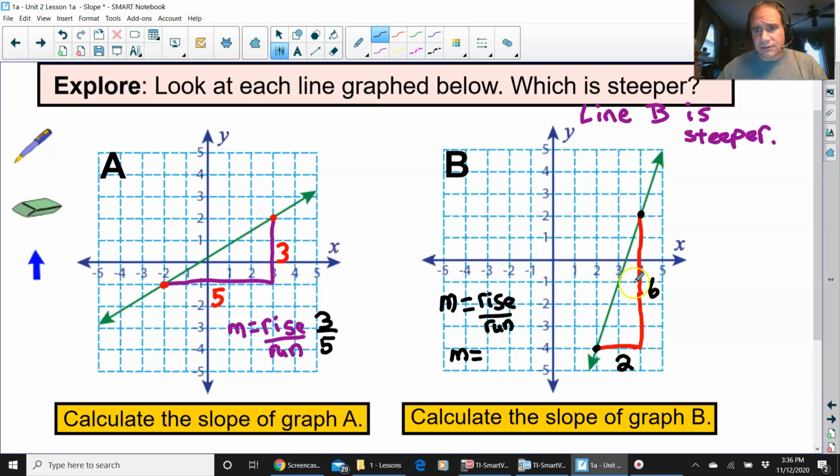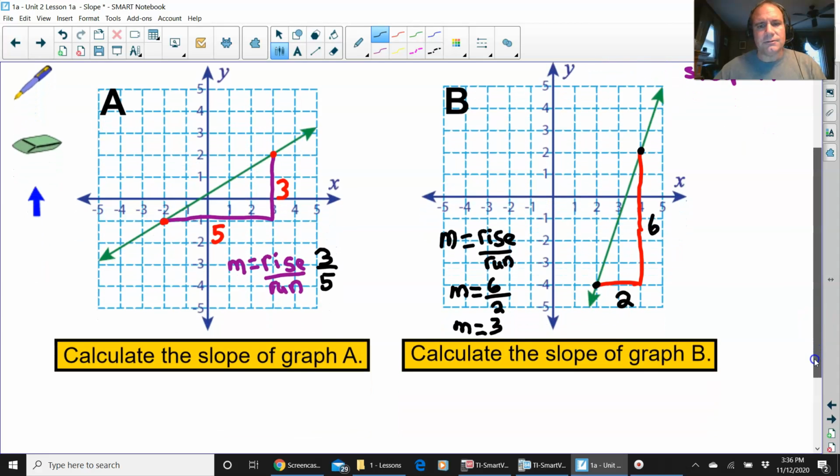And there it is. So they're both positive. These are both positive slopes. They're going up from left to right. So that means rise is 6 and run is 2. So 6 divided by 2, you could divide. 6 divided by 2 is 3. So take a look at those.